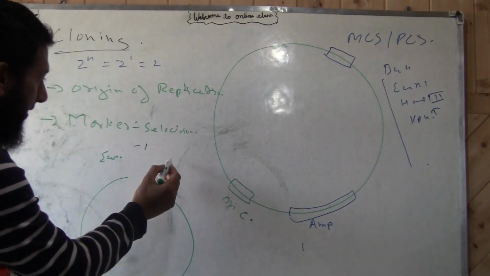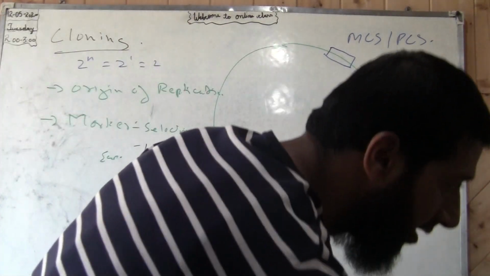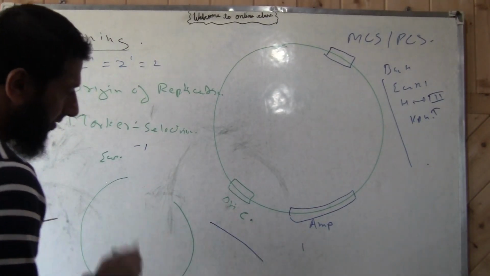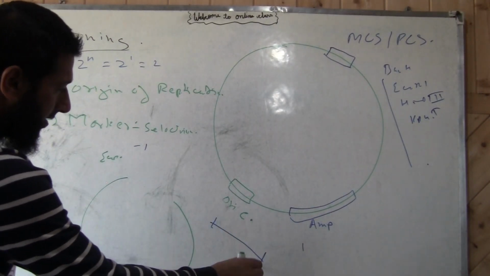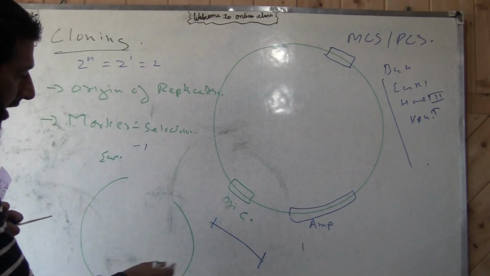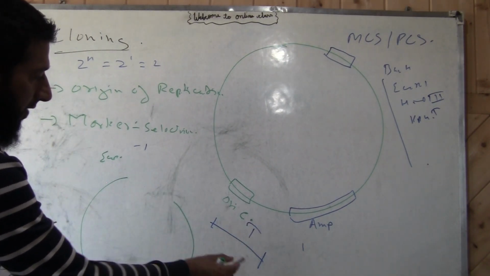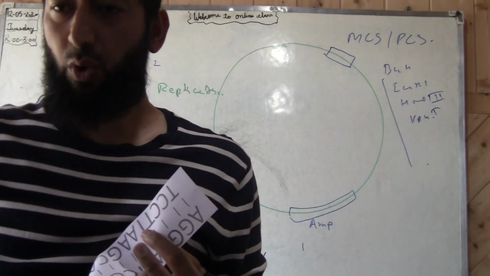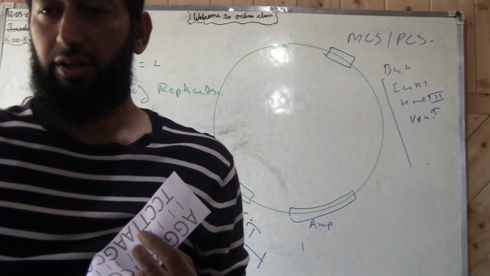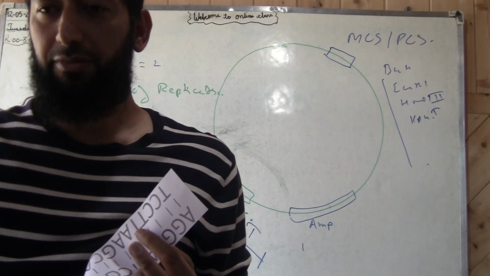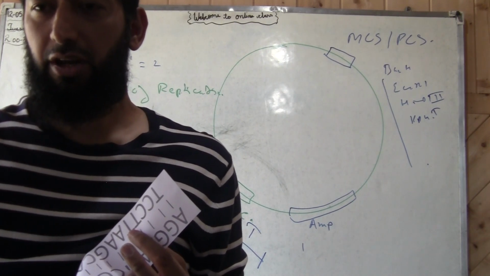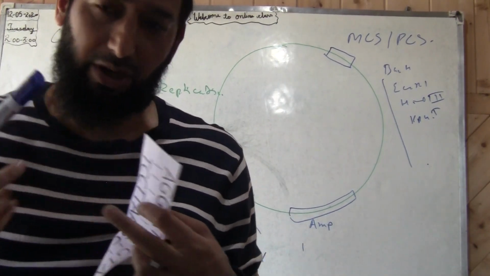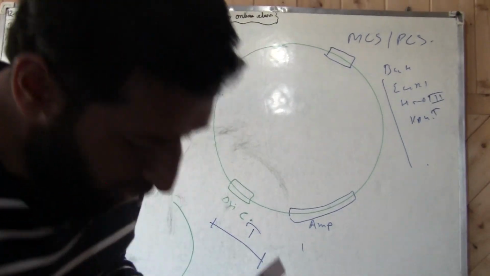So you have a vector that I have cut with EcoR1, and the insert that I have also cut with EcoR1. Now the ends are compatible. If you cut one DNA here with EcoR1 and you cut another DNA in, say, the United States with EcoR1, they'll again have compatible ends because they recognize the same sequence.